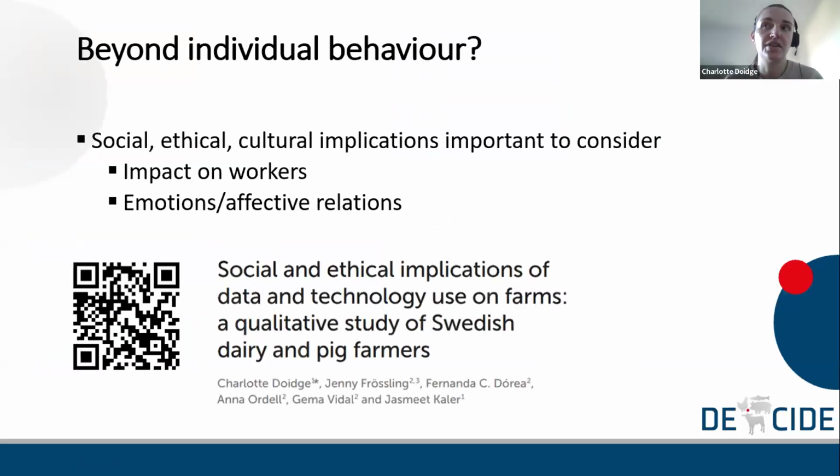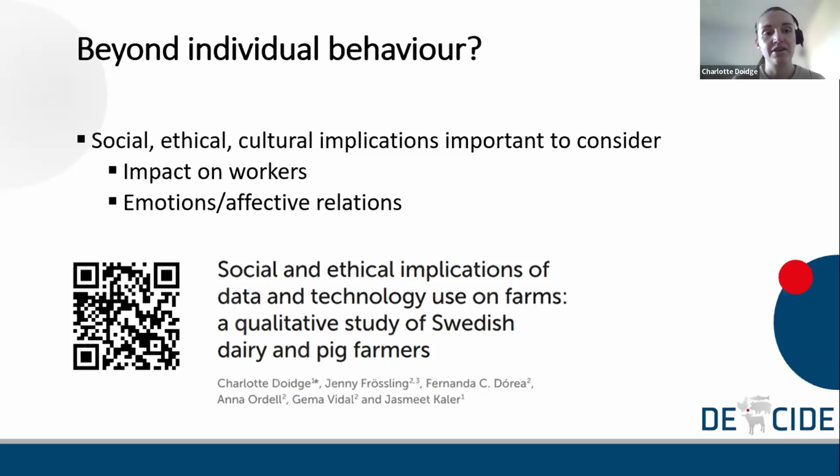And I also just wanted to note that these psychological needs are very much at the individual level, but when we're developing innovations, we also need to think about the social, ethical, and cultural implications so that we make sure that we are innovating responsibly. So we also did this through various focus group studies as well. The one example here is with Swedish dairy and pig farmers.